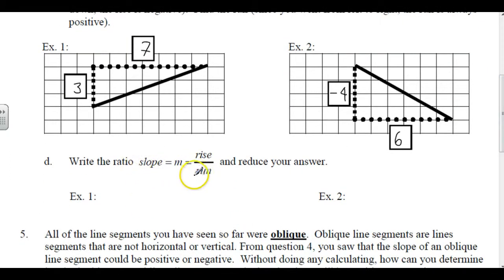Write the slope ratio. Slope is rise over run. They gave me the formula here, so I'm just going to go with 3 over 7. And here m is equal to negative 4 over 6, which we will reduce to negative 2/3.